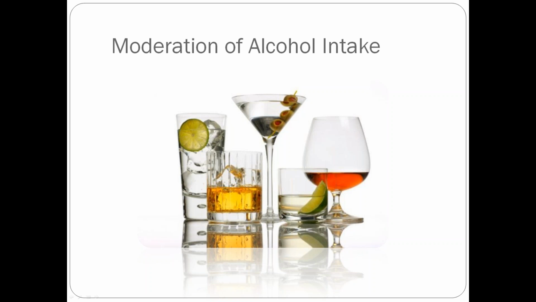Moderate alcohol intake for men is 2 drinks per day, and for women of any age is no more than 1 drink per day, with a drink meaning 12 ounces of beer, 5 ounces of wine, or 1.5 ounces of 80 proof distilled spirit, which would be your vodkas, rums, gins, things like that. Reducing alcohol consumption can reduce systolic blood pressure by 2 to 4 millimeters of mercury.